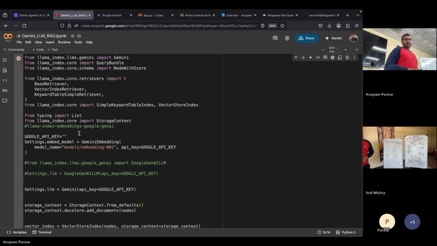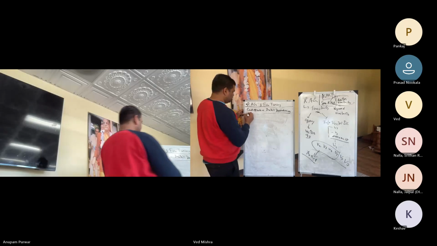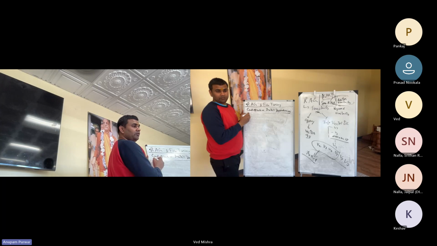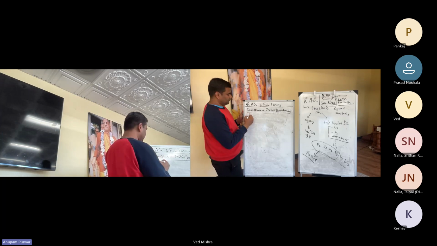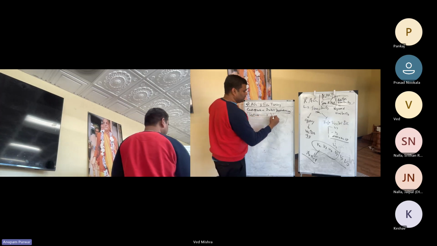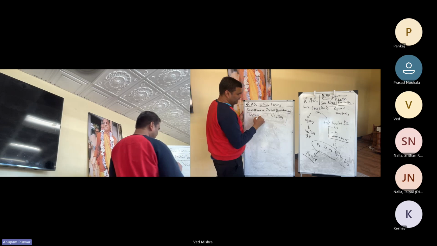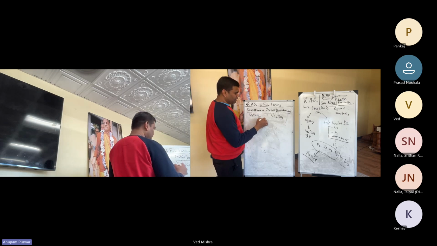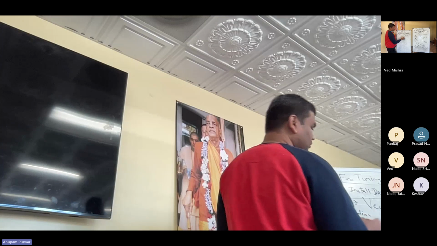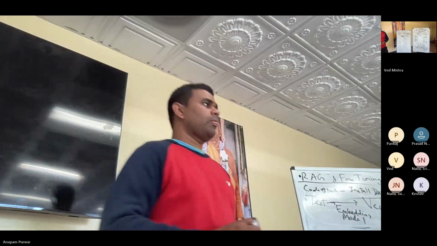Then comes the embeddings model. This is the model which is going to convert your information into vectors. What will the embeddings model do? Convert text into vectors.